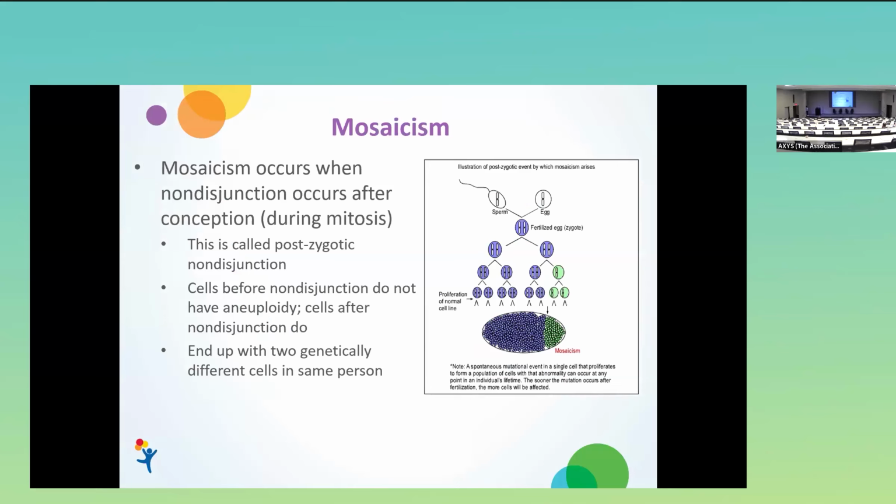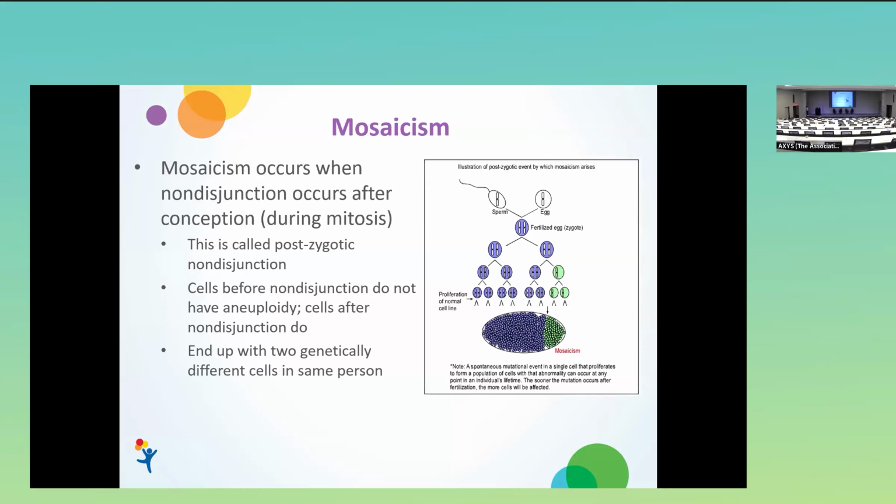Okay, and so just to finish up on a last few things for my part, I also wanted to address how exactly mosaicism happens. Mosaicism is a little bit different. It's still caused by non-disjunction, but instead of happening during meiosis, it happens during mitosis. And mitosis is after conception. With conception, you get a zygote. And if it happens after the zygote is made, it's called post-zygotic non-disjunction.